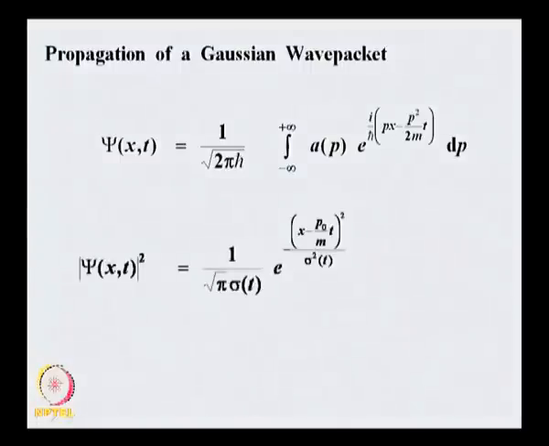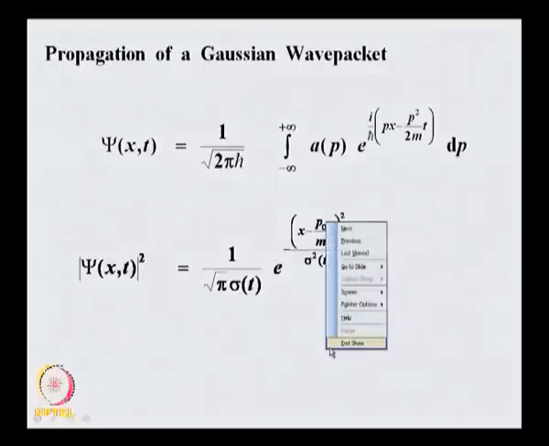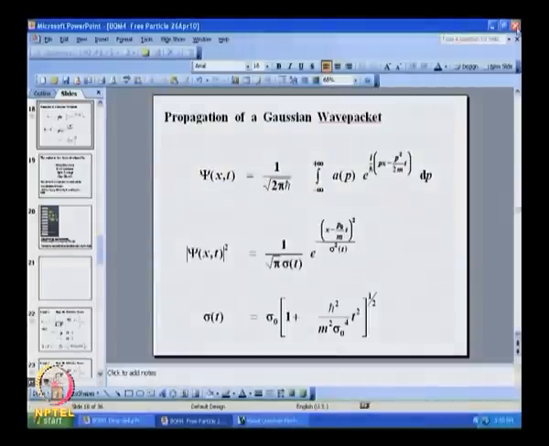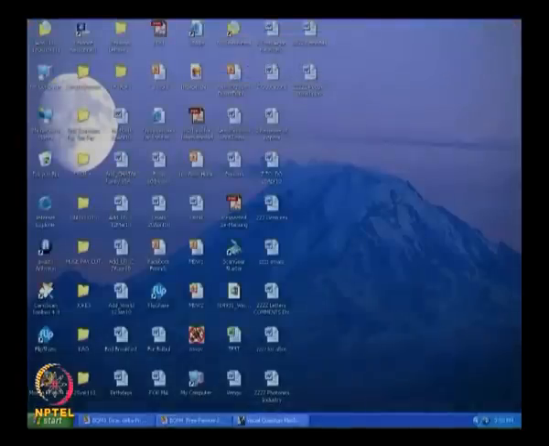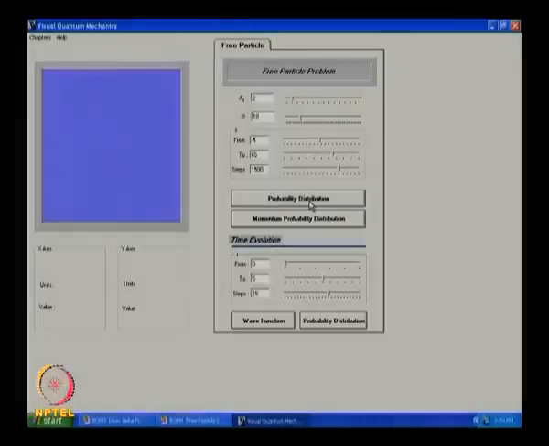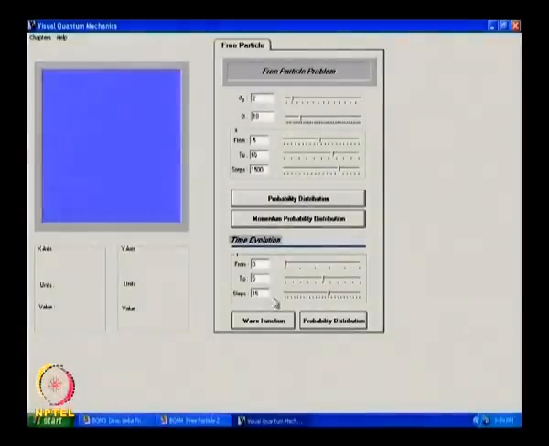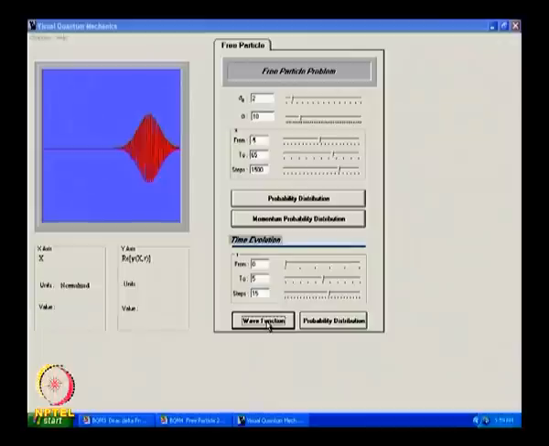So, if I substitute the expression, then I will find that the evolution of the wave function is something like this. Now, let me show you a software. We conclude this lecture by showing you a software that we have developed, and we assume a certain width and we consider the time evolution of the wave function.